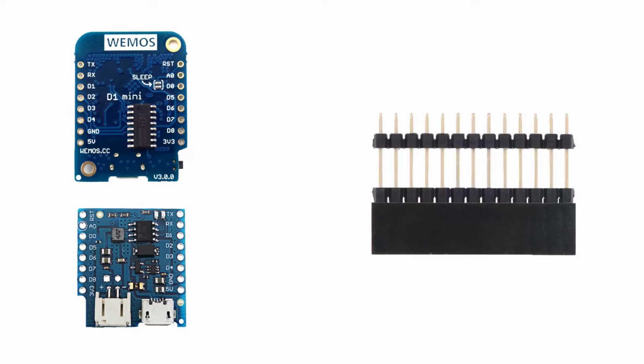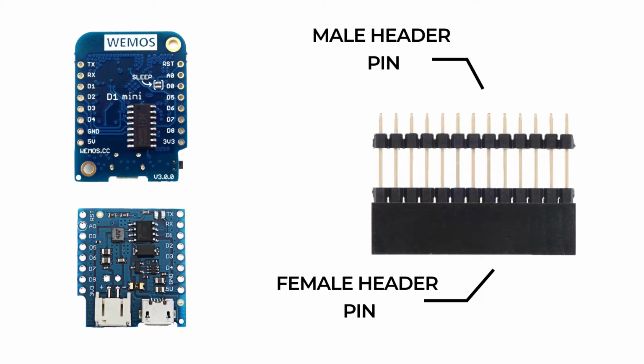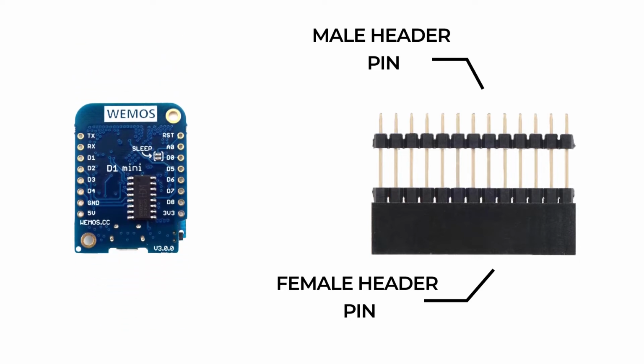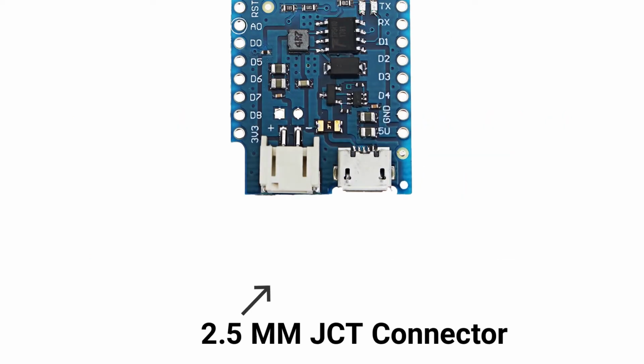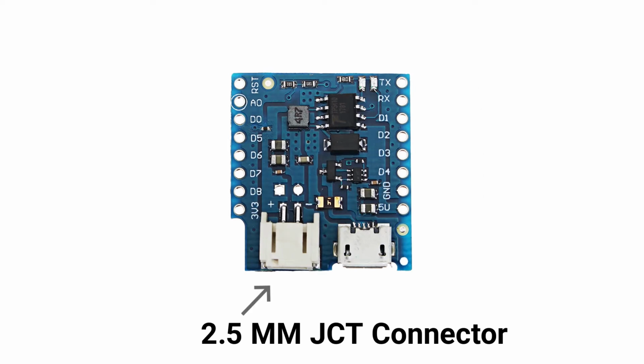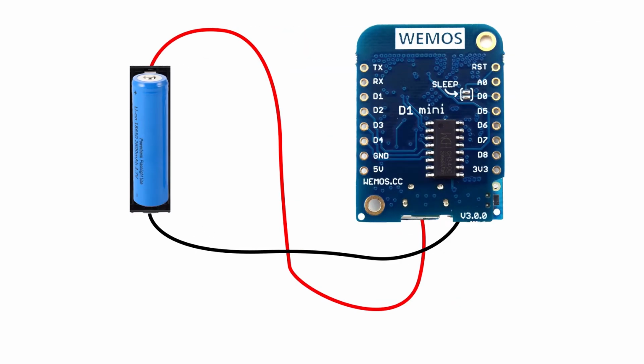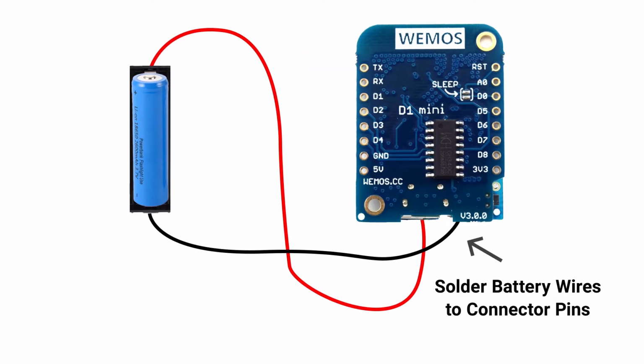Now let's connect things together. With Wemos D1 Mini, you receive two types of header pins: female stackable header pins and male header pins. If you want to keep D1 Mini on top of battery shield, then use stackable header pins with D1 Mini. In battery shield, you have 2.5 mm JCT connector, but I have directly soldered battery wires to connector pins. You can use a coinciding connector to connect shield to battery holder.